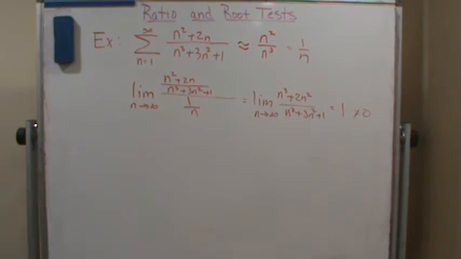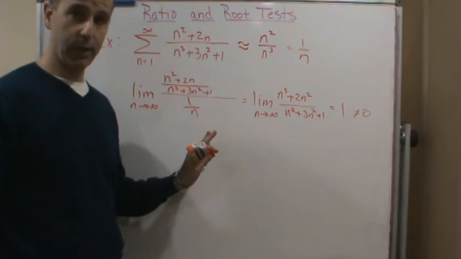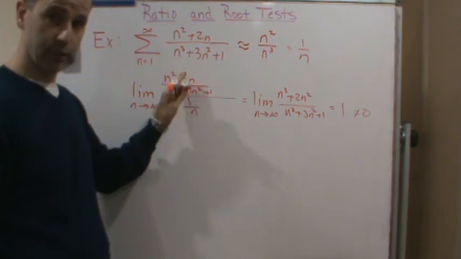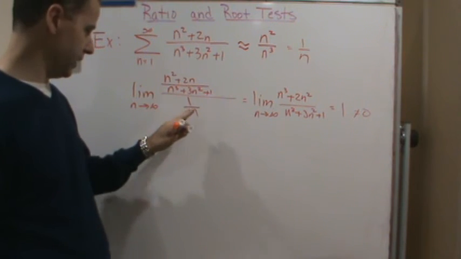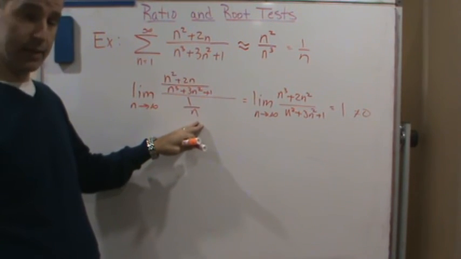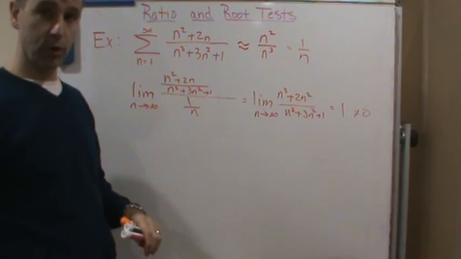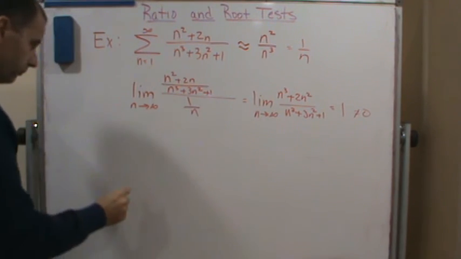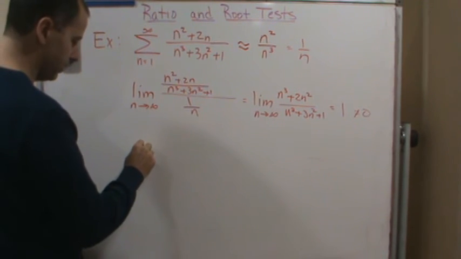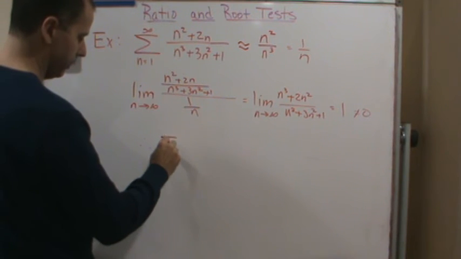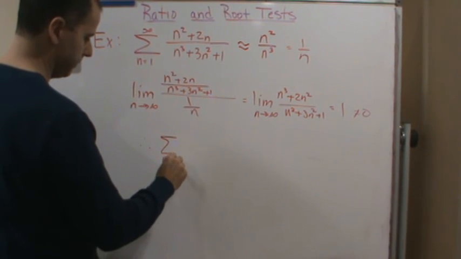Okay? And remember what the limit comparison test says. It says either they both converge or they both diverge. And since this is a harmonic series, which diverges, then we know that, therefore, the series diverges.